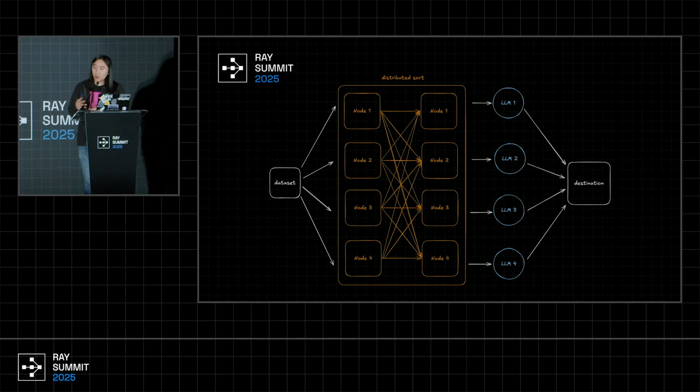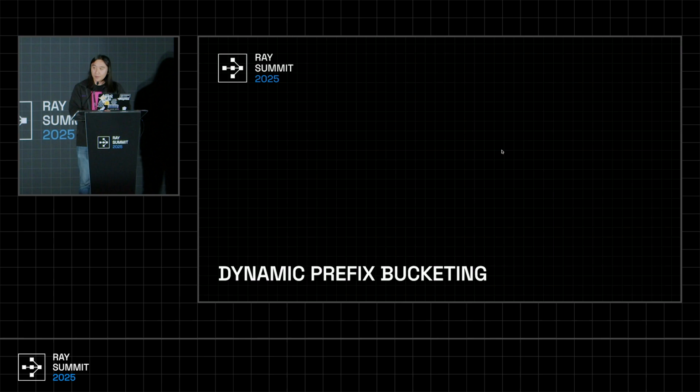And so here's a quick diagram again of how this would work. You essentially distribute your data across your machines. You do this distributed sort, an n-by-n sort of your data from all your machines to all your machines again. And then once you've sorted all that data, then send it to each of the individual LLMs for processing. Okay, but how can we do even better than this? Well, let's talk about dynamic prefix bucketing.